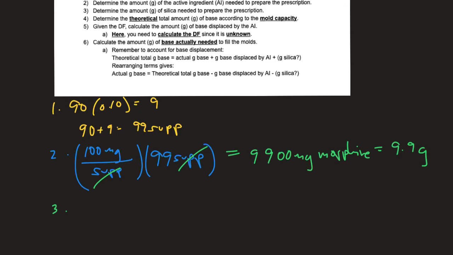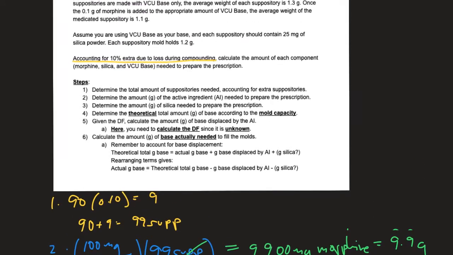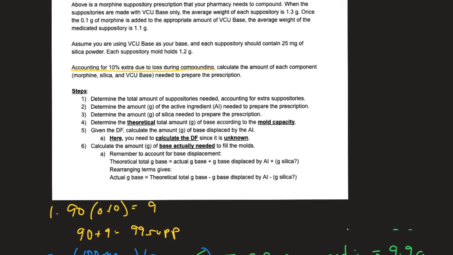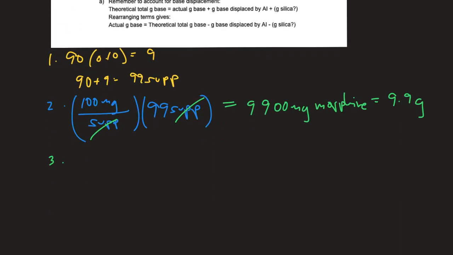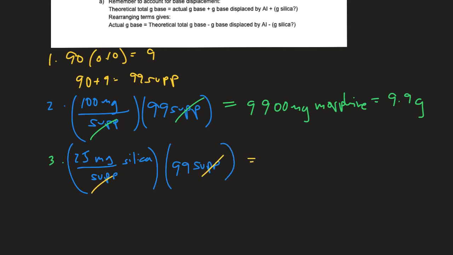Step 3, we're going to determine the amount of silica needed to prepare the prescription. So we know each suppository contains 25 milligrams of silica. So 25 milligrams of silica per suppository. We're making 99. Suppositories cancels out. 25 times 99 gives you 2475 milligrams, or 2.475 grams of silica.